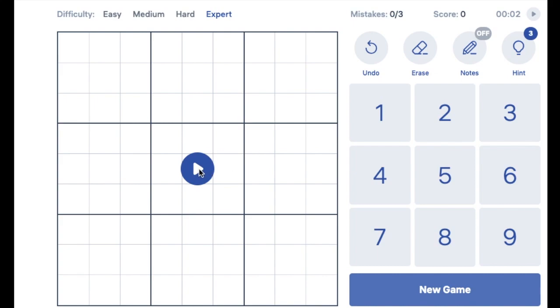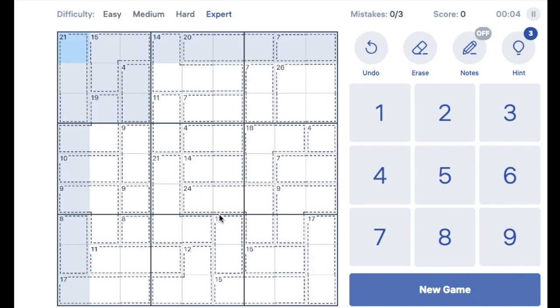Today we're going to be going through a killer sudoku. This is going to be an expert level one, just one that I found online, and we're going to go through some tips and tricks on how to approach it, and really what to look out for within killers and how to solve things that might not appear so obvious to begin with. So let's have a look through.